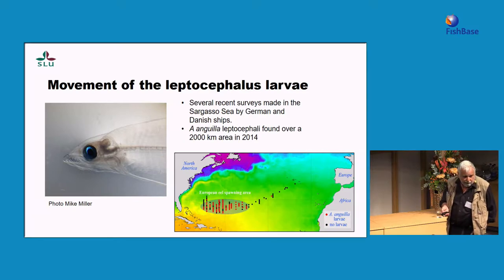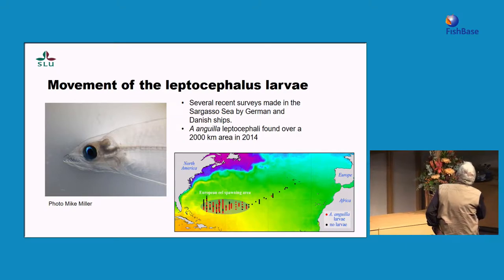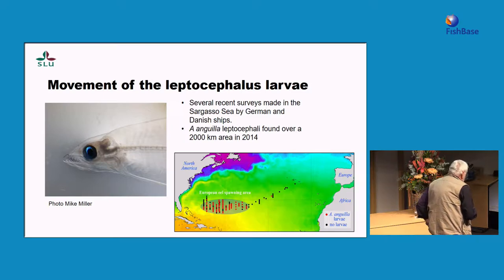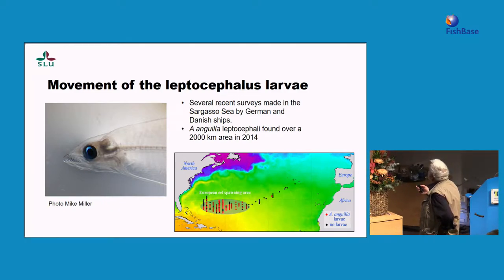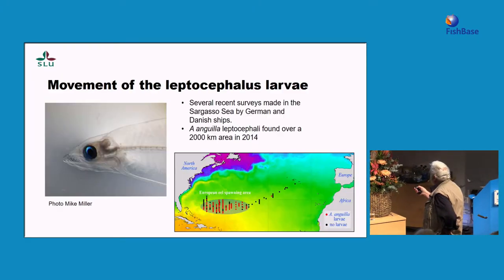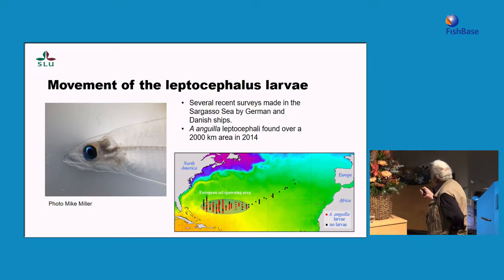So if we then have a look at the leptocephali, this is a joint survey in 2014 of a German and a Danish research vessel, and the red dots are where small leptocephali were found. The black ones were zero stations. So the larvae are distributed in a quite large area, about 2,000 kilometers in east-west direction.